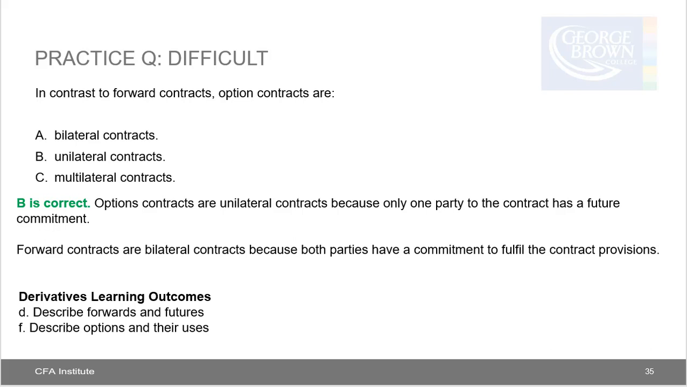And also I want to show you that questions on the test are from one or more learning outcome statements. So you could see that this question was based on the learning outcome statements, understanding forwards and futures, and also understanding options and their uses. And in this case, you're comparing and contrasting forwards to the options. So that's just one of the things you have to realize, that exam questions are based on one or more learning outcome statements, okay? And with that, that's the end of the content for this topic.